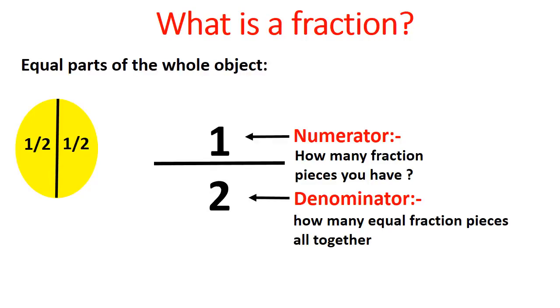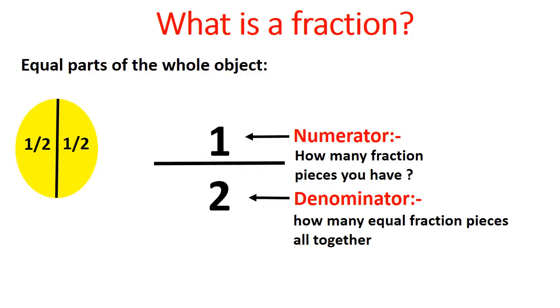Here I have one whole circle. I divided it into 2 equal parts, half and half, 1 half and 1 half. If I have one whole and divided it into 2 equal parts, then I took one of 2, how can I represent this fraction? Yes, excellent. It will be 1 half.